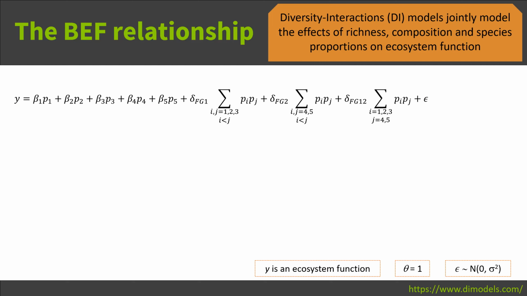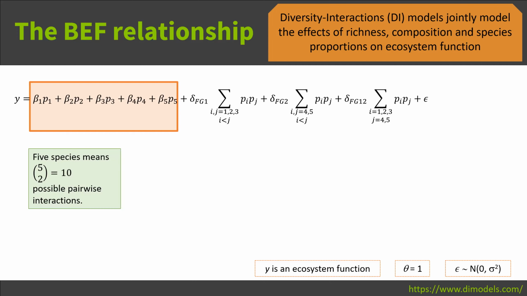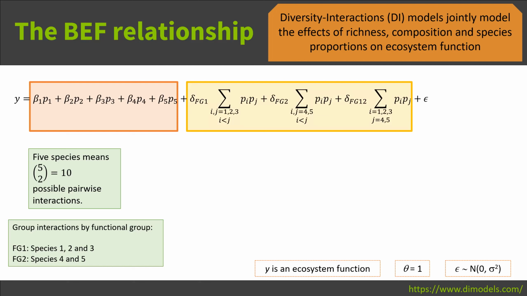Here's an example of a diversity interactions model where interactions are dictated by functional group membership. There's an identity effect for each species, which is the name we use for the beta coefficient of each species proportion. With 5 species, there are 5 choose 2 equal to 10 possible pairwise interactions. Here we group them according to functional group membership. Remember that species 1, 2, and 3 make up functional group 1, while species 4 and 5 make up functional group 2. So instead of 10 pairwise interaction terms, which you could have, here we have 3 interaction terms.